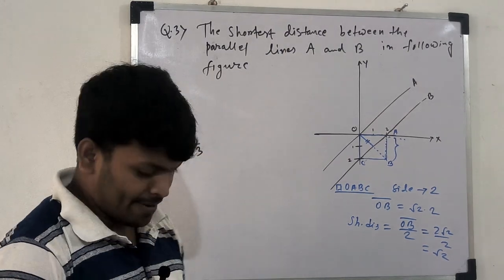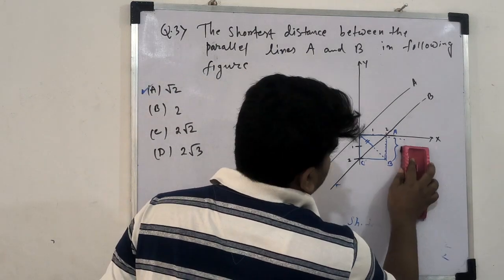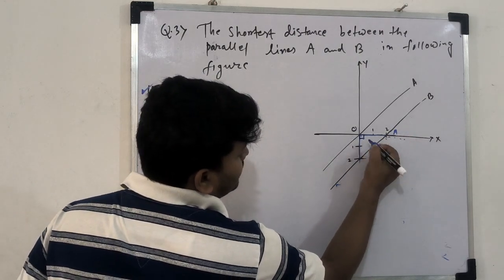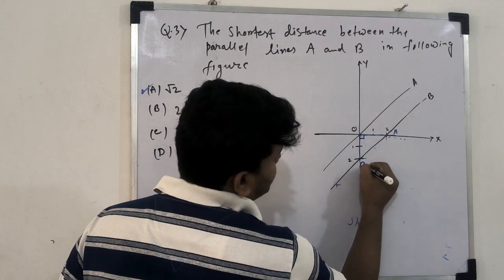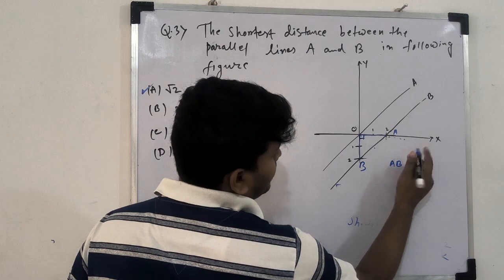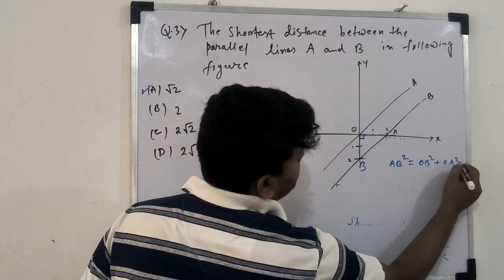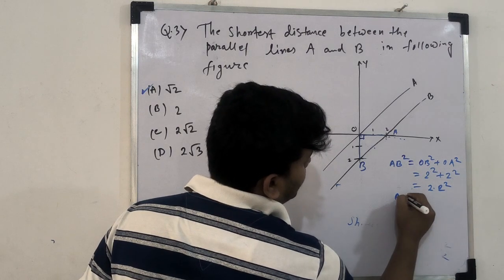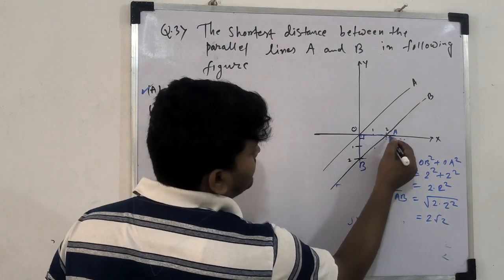You can do this same problem by other approaches. One way is to use this right angle triangle OAB. By Pythagoras rule, we can write AB square equals OB square plus OA square. So this is 2 square plus 2 square, therefore AB will be root of 2 into 2 square, that is 2 root 2. Okay, so this AB is 2 root 2.